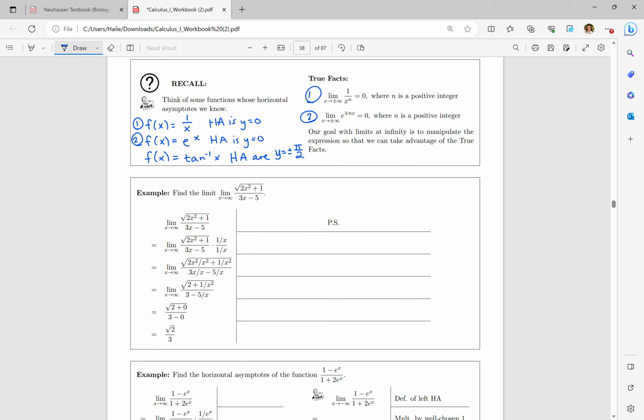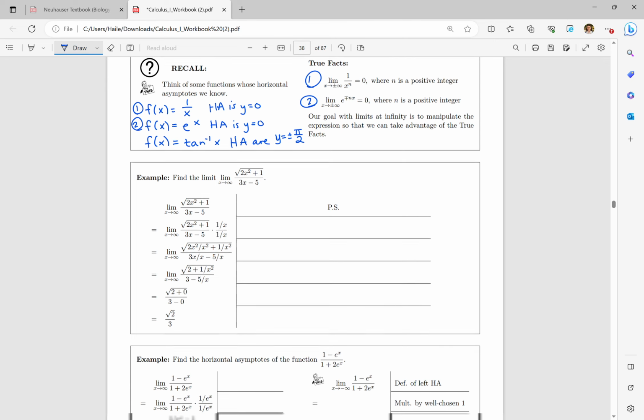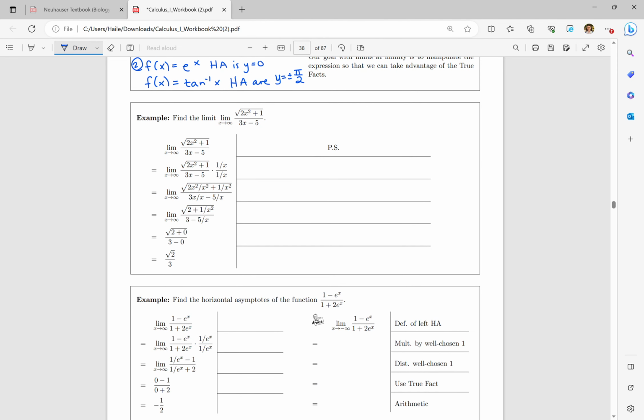Okay, so our goal with limits at infinity is to manipulate the expression so that we can take advantage of the true facts. So these tend to be difficult because they require a lot of algebra, kind of like the factoring ones in the last section. So you're going to need to know about roots, about foiling, multiplying through by algebraic expressions. So it takes a lot of algebra into account. So let's start with an example. So we're going to find the limit as x approaches infinity of the square root of 2x squared plus 1 over 3x minus 5. So first, we rewrite our problem, and that's our problem statement, and we've written that in our table.